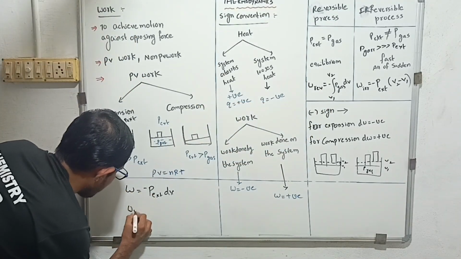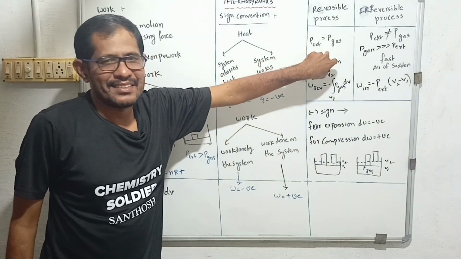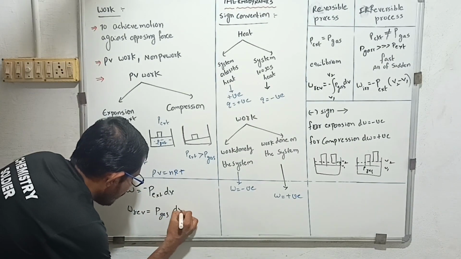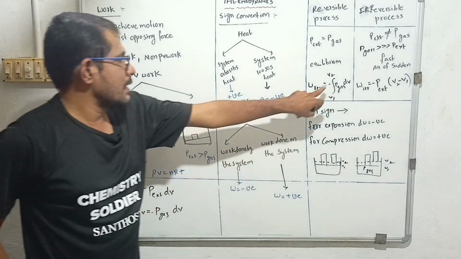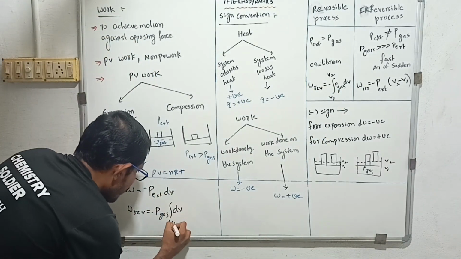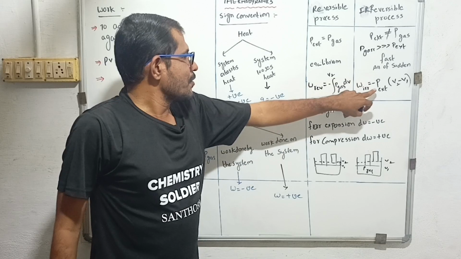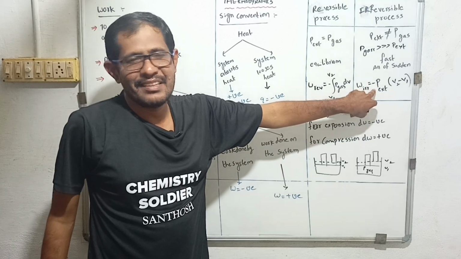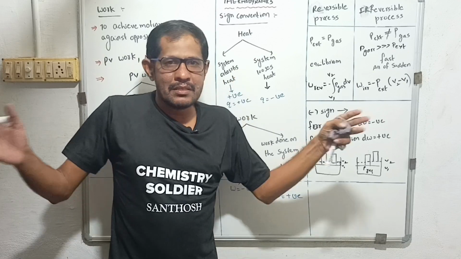So W reversible I will write. I told you here P external equals P gas. That's why in place of P external, I will put P gas into dV. And one more important thing here is the minus sign. One more important thing is that we are integrating here. We are using the integration symbol. Why are we using integration for the reversible process? In an irreversible process there is no integration. But in a reversible process, integration means summation of the terms.